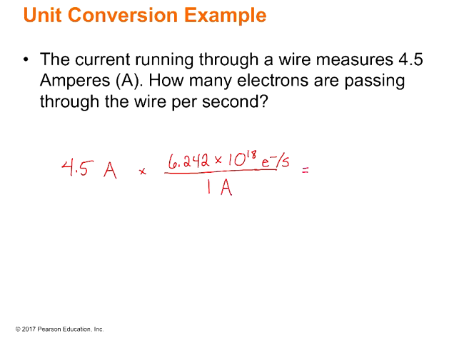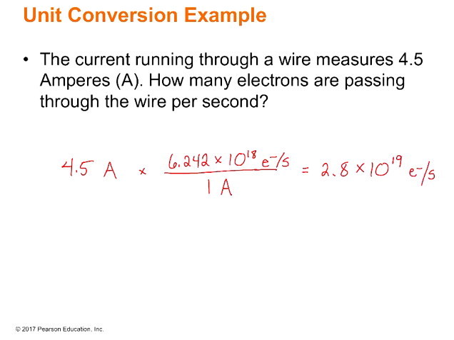All right, so now let's plug this into our calculators. I don't know where my notes are, so I'm just going to do this off to the side. So 4.5 times 6.242 times 10 to the 18th. Let's see. So that should give us 2.8 times 10 to the 19th electrons per second.